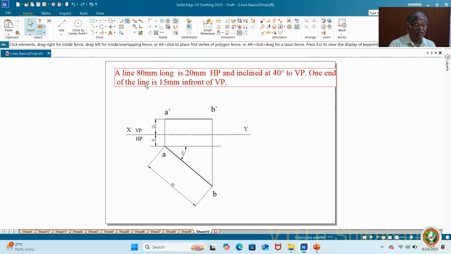Here, a line 80 mm long is 20 mm above HP and inclined at 40 degree to VP. Here inclination to VP is given and one end of the line is 15 mm in front of VP. So all the distances can be varied. It can be on HP, on VP, or 15 mm or 20 mm in front of, above, etc. Accordingly you draw. And inclination, whatever is given for VP, you must keep it below XY line, that is on HP area. And if the angle is given for HP, you must take it above XY line, that is VP. Once you start working the problems on straight lines, you will get the idea of drawing.